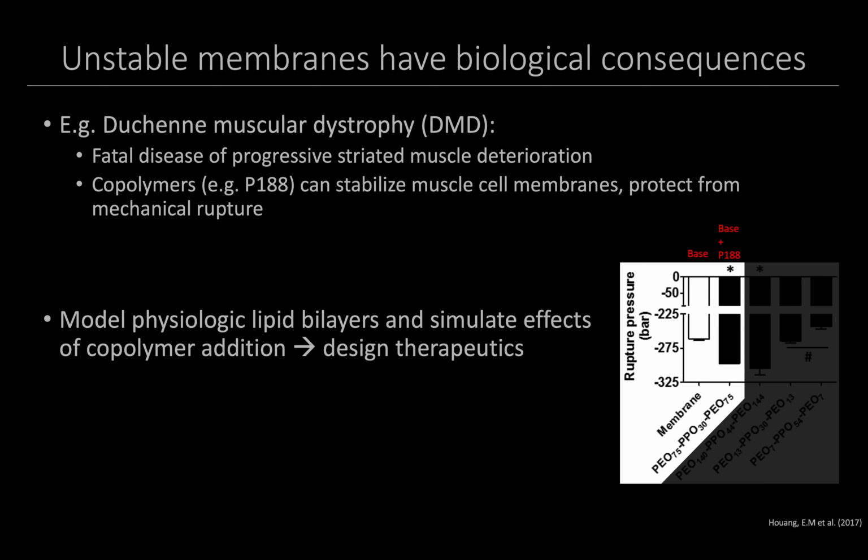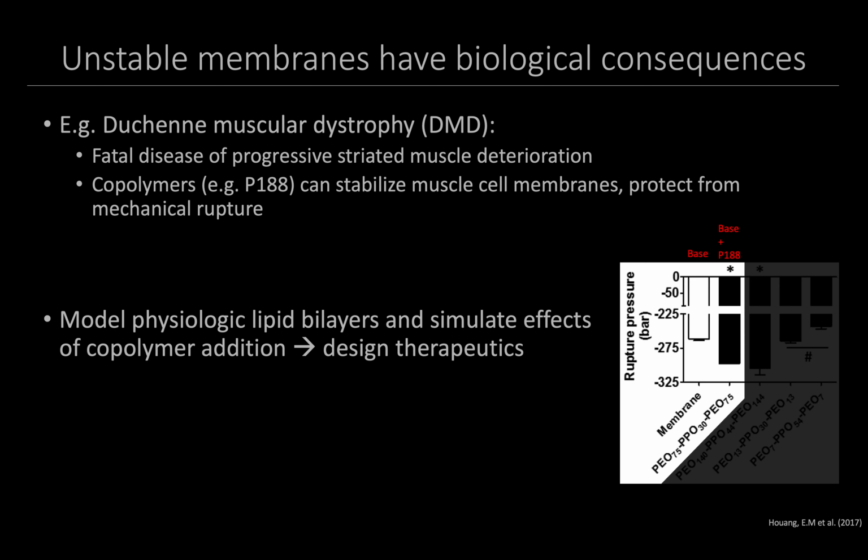Multiple block copolymers have been studied and shown to have varying influence on membrane stability and integrity. The figure to the right shows the pressure required to rupture a membrane, comparing just the base membrane as well as that membrane with the copolymer P188 included. The figure shows that the copolymer P188, when included with the membrane, increases the pressure required to rupture that membrane in comparison to the base membrane alone.